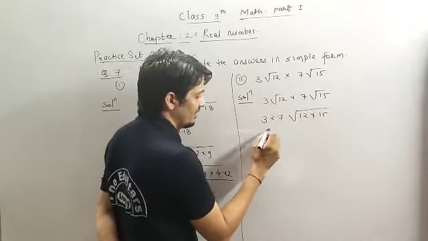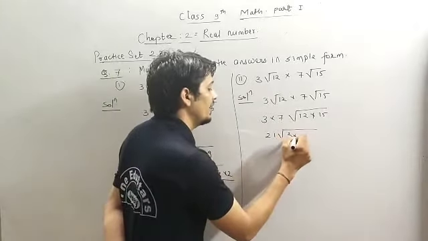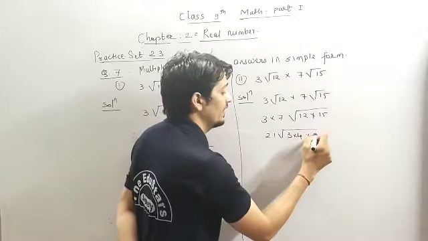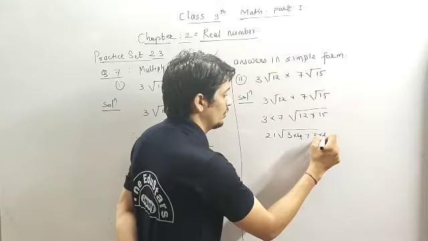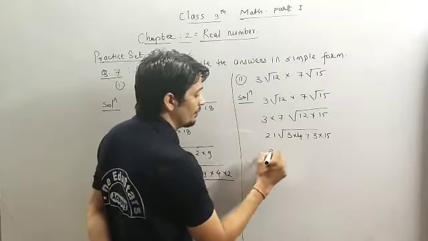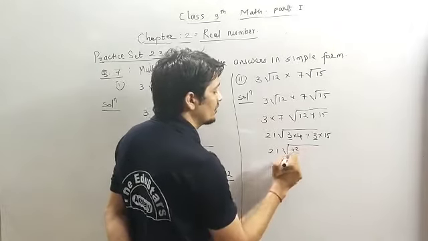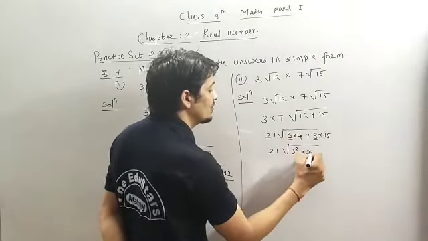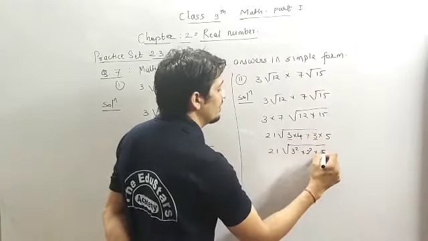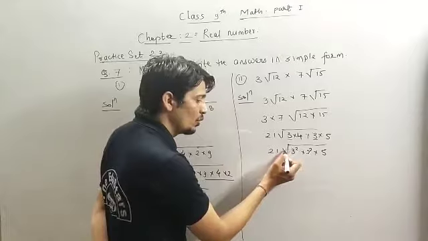So 3 7s are 21, into root of. See, 12 we can write as 3 into 4, 3 4s are 12, and this 15 we can write as 3 into 5. So 21 into, see, 3 and 3 will become the square of 3. And what is 4? 4 is the square of 2, into we have 5, 5 3s are 15. So look, 3 and 2 both have squares, so these squares will cancel the root and come outside.